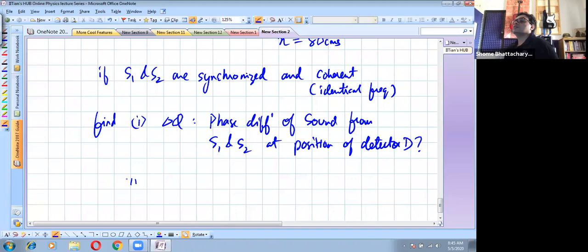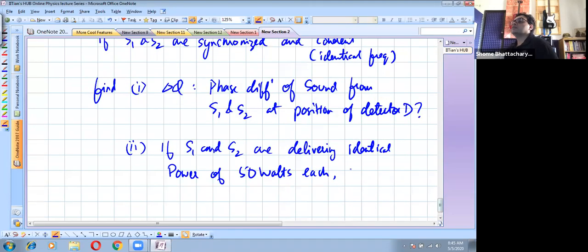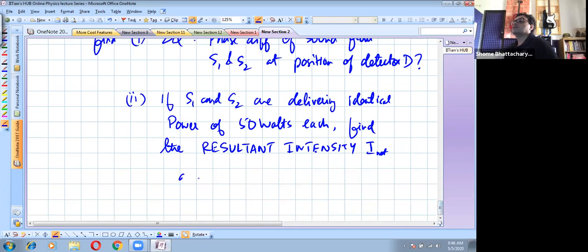And secondly, if S1 and S2 are delivering identical power of, let us say, 50 watts each, then find the resultant intensity I net due to interference at the location of the detector.